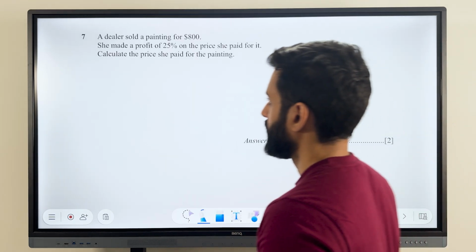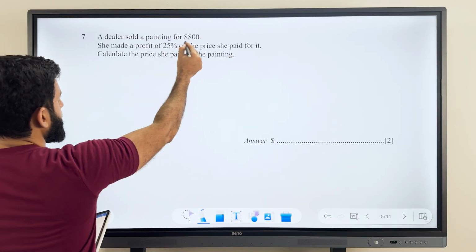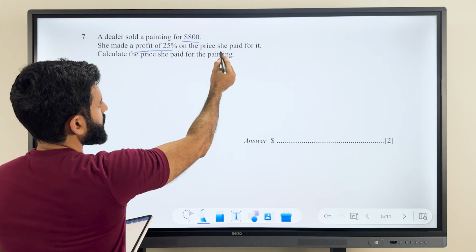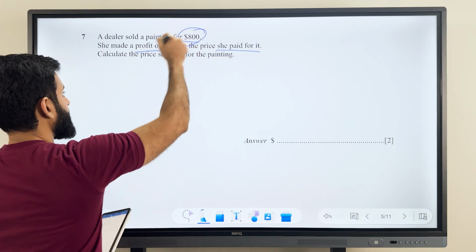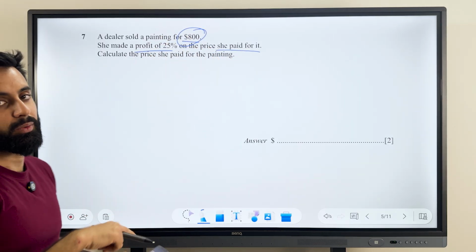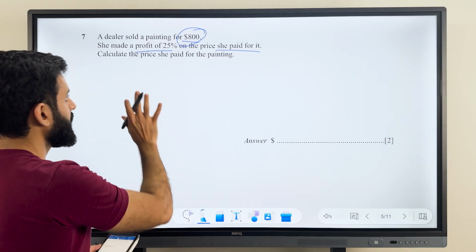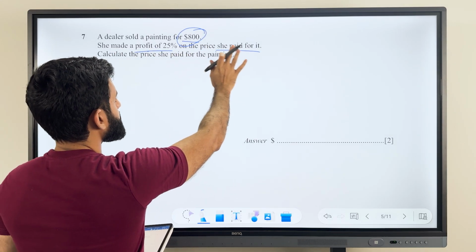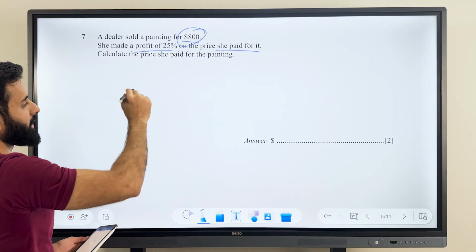Now, next question. A dealer sold a painting for $800. She made a profit of 25% on the price she paid for it. So that means this $800 includes the 25% profit. Okay, how do I know? Just by reading the question, that she made a profit of 25% on the price she paid for it by selling it for $800.